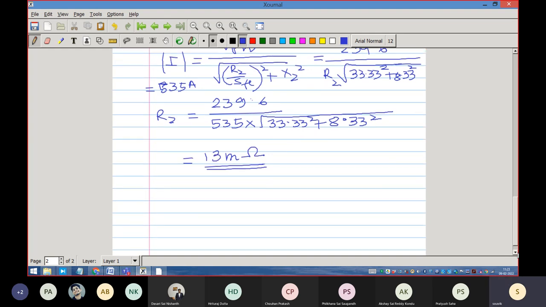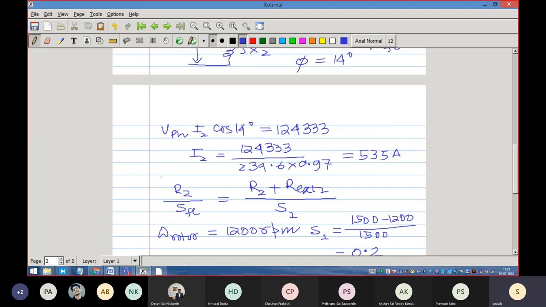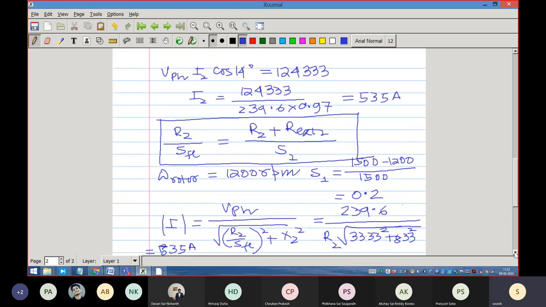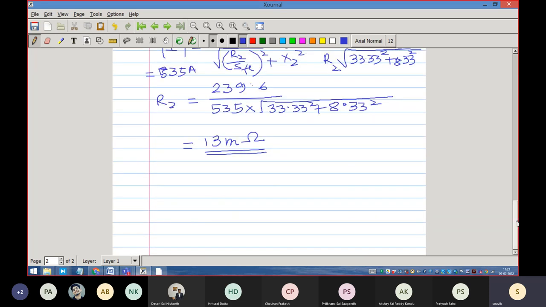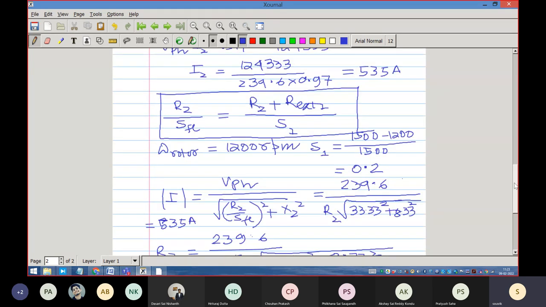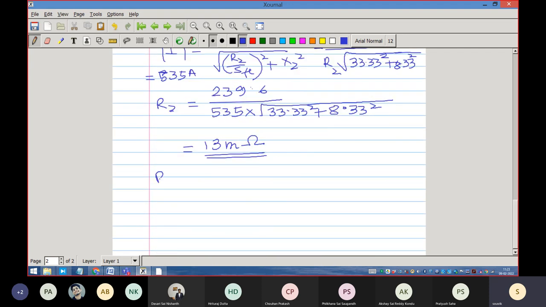So using that, I now take this equation. I need to find out what is S1. S1 is known, I have already found it out. I need to find out what is R external. So R external 1 is equal to S1 into R2 by S full load minus R2. So how much is this?